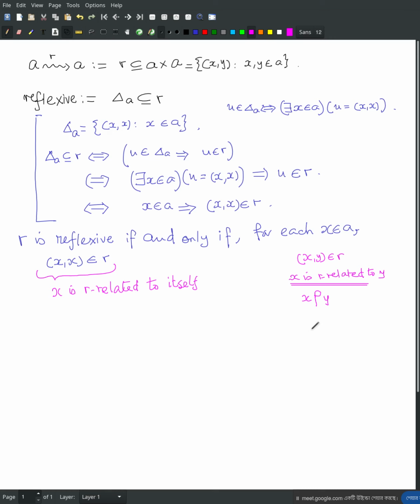So we often say X rho Y. If you write it in this way, thinking that R is the same as rho, then you will also write it as: for all X in A, X rho X. This is how, in most books, reflexive relations are defined. And maybe as an exercise, it will be given that R is reflexive if and only if this condition happens.